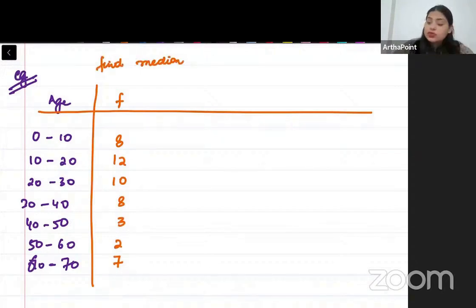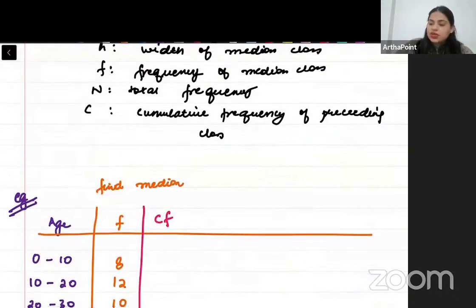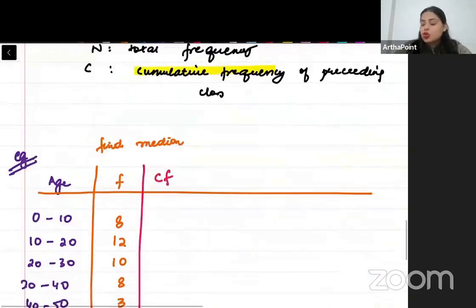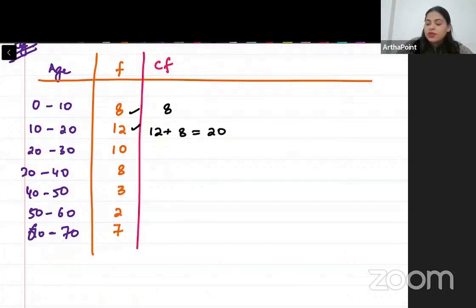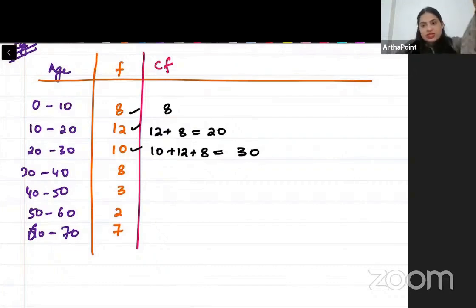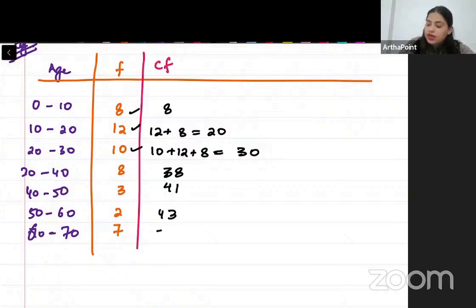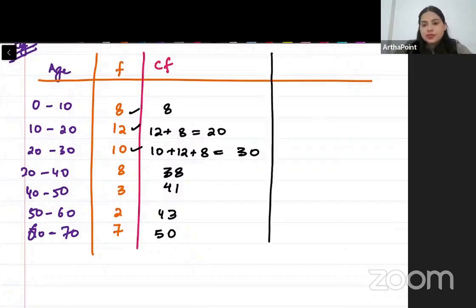So the first thing that you have to do is find cumulative frequency, CF. So what is the meaning of cumulative frequency? You will keep adding the preceding frequencies together. So beta, this will be 8. This will be 12 plus 8, that means 20. This will be 10 plus 12 plus 8, that means it will be 30. So till that level, you add all the preceding frequencies. So 38, then 41, 43, and 50. And so this is what you have got as cumulative frequency.